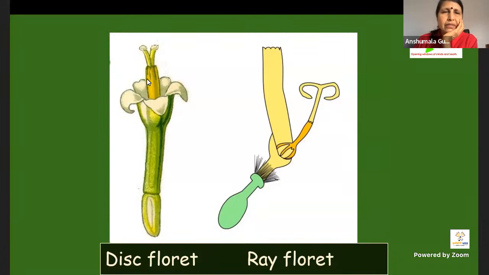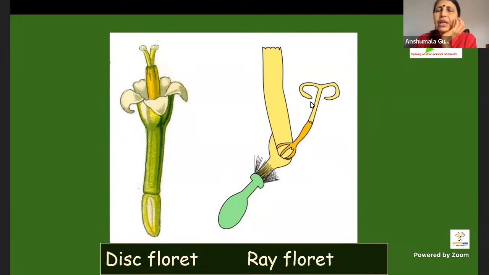And here, again, the same thing. I mean, disc floret: female tips, then surrounded by male tips joined together. And this is the petals or corolla. And then down below is the ovary. So this was the disc floret.